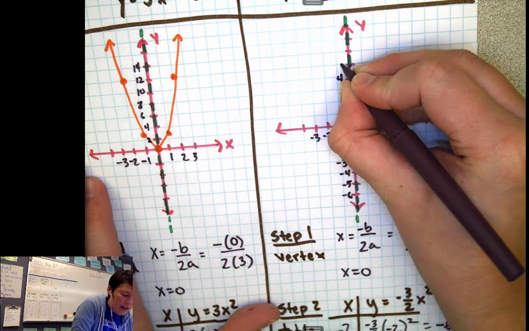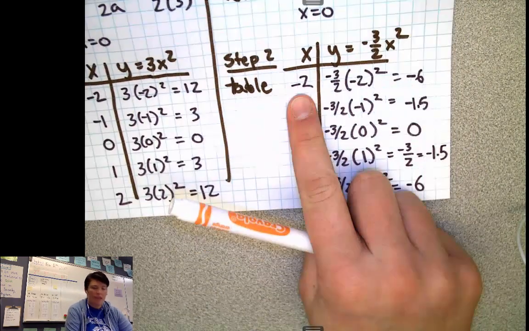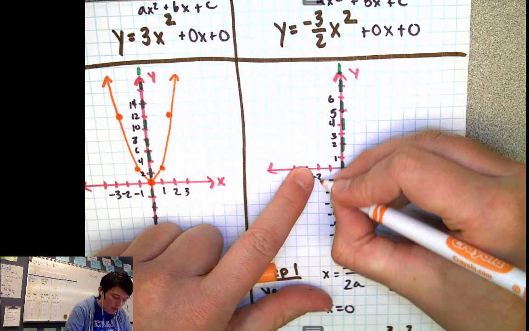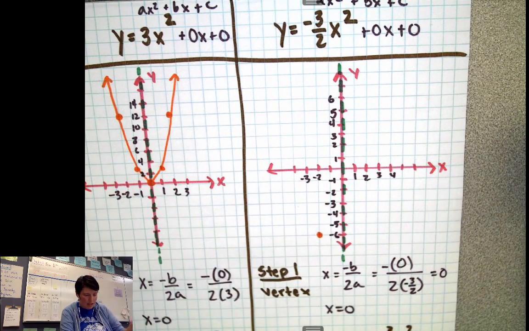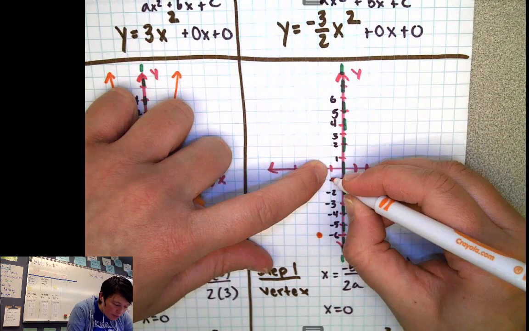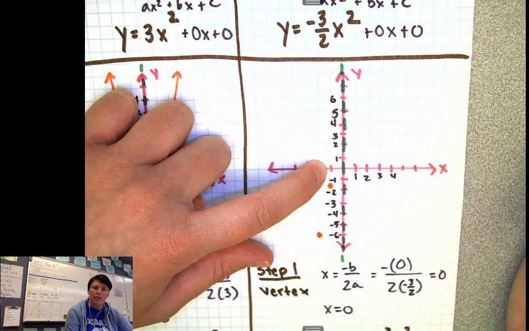And we're going to plot the numbers from the table. That's the plan, is take those table numbers and see what we get. So again, we have negative 2 and we have negative 6. So negative 2, negative 6. It's way down here. The next one is negative 1, and that was the negative 1.5. So here's negative 1. 1.5 would be between the 1 and the 2, right there.